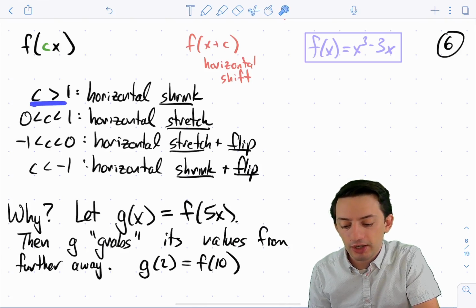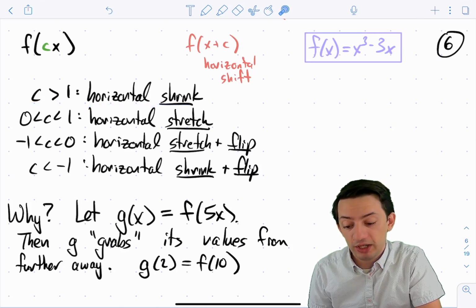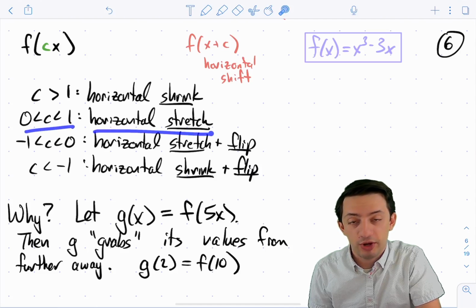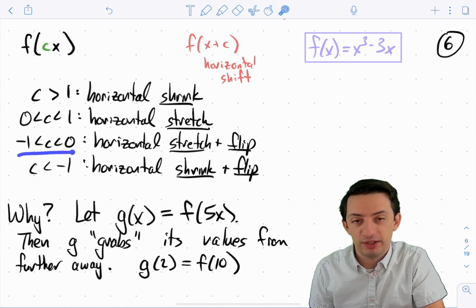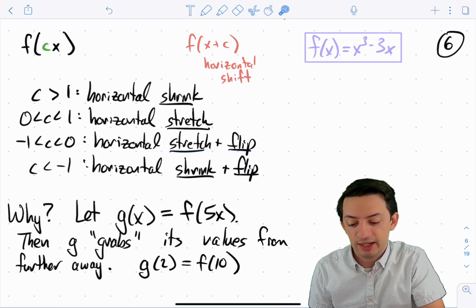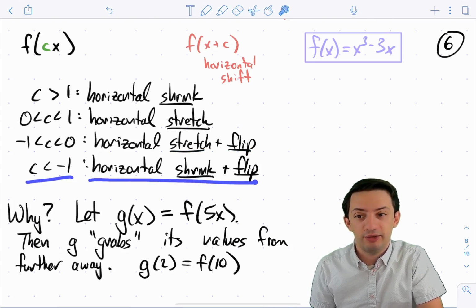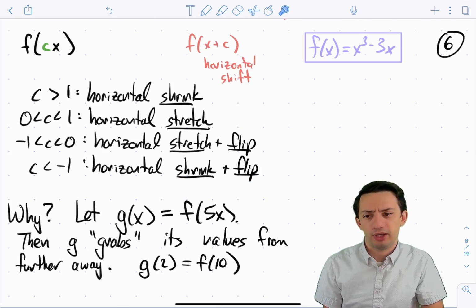And if c is greater than 1, that shrinks it. If c is between 0 and 1 but positive, that stretches. If it's between negative 1 and 0, it stretches and flips. And if it's less than negative 1, it shrinks and flips. For the same kind of backward reason as before. And we'll use an example again.